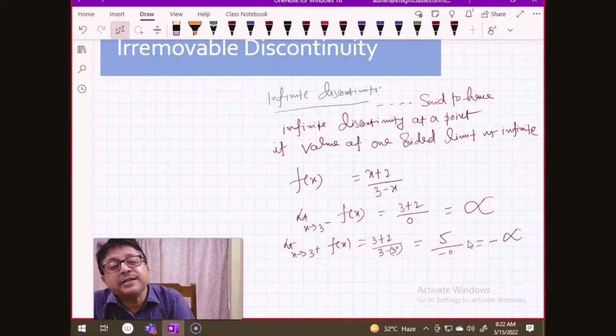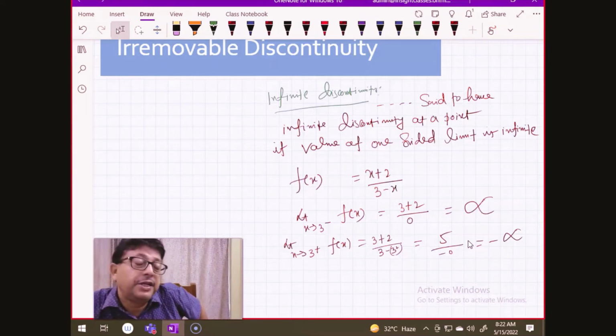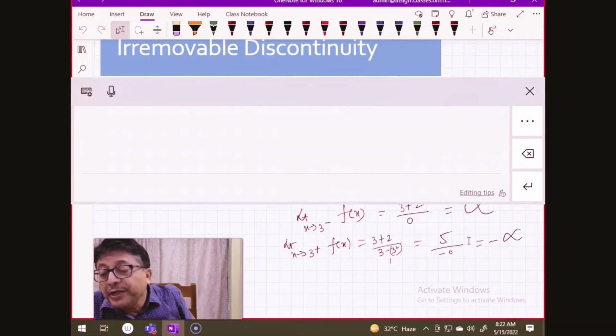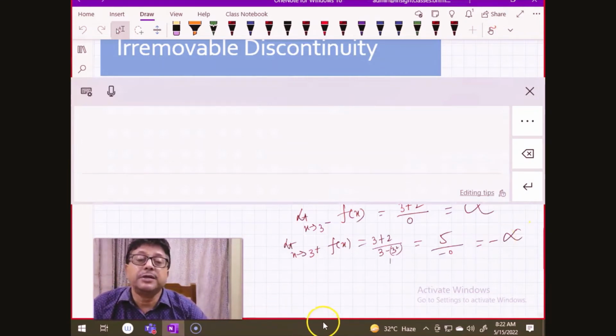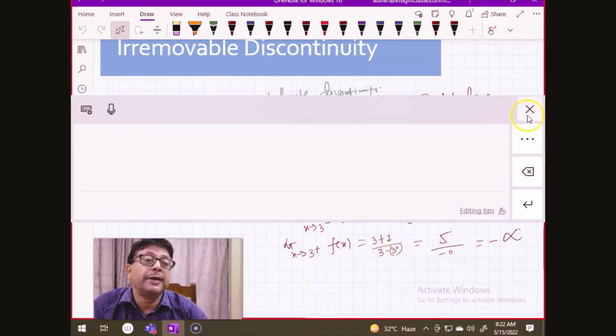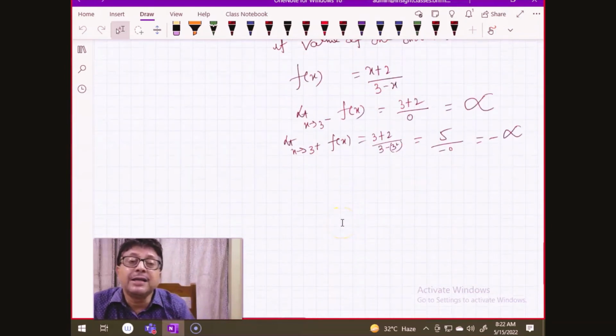So what is happening there? If one of the two limits is infinity, then also we will say that it is infinite. Here both are going to be equal to either infinity or minus infinity. Then this kind of function is said to have infinite discontinuity, and in this case we cannot remove the discontinuity of the function.